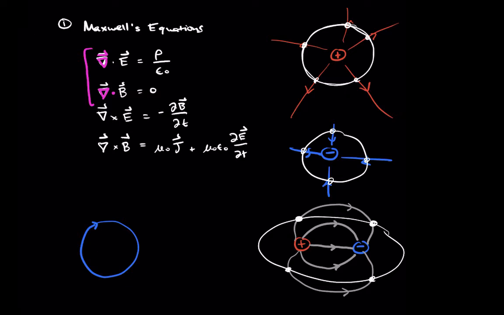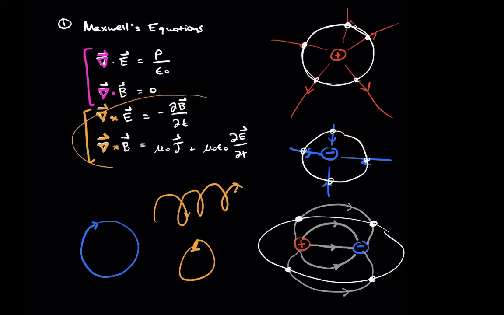So for these guys down here, this is the curl, and this measures sort of the curliness of field lines. So if you have field lines that look like this, or field lines that look like this, then that's where these come in. So generally, we have these Maxwell's equations, and the one we're going to start to focus on is here.